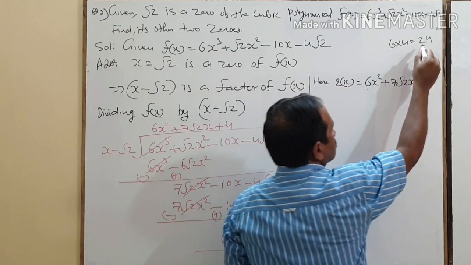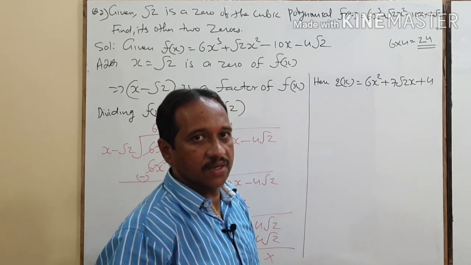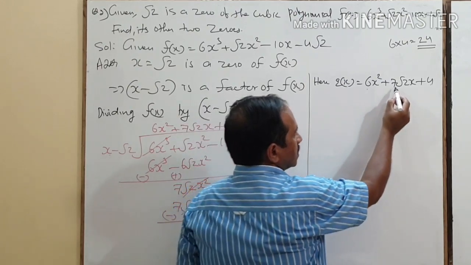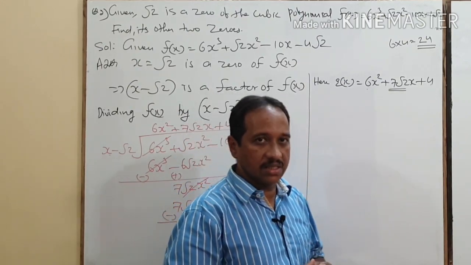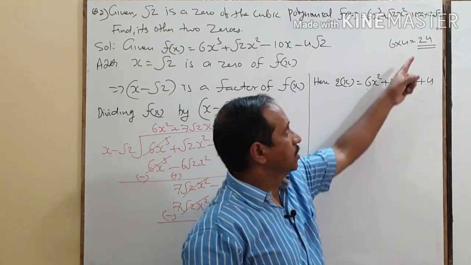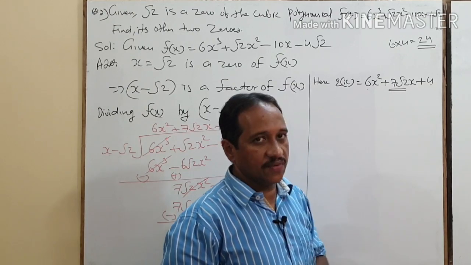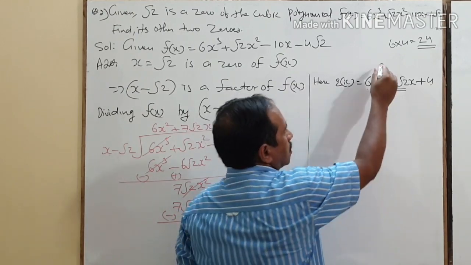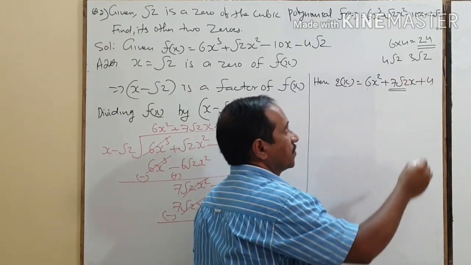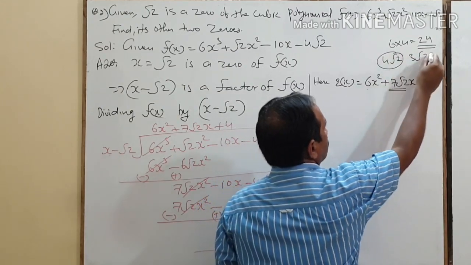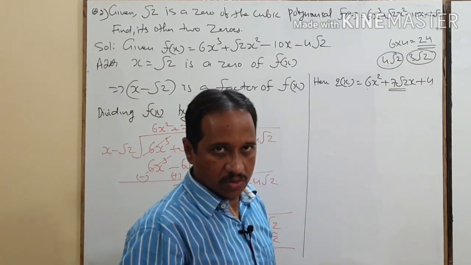On multiplying, we should get 24, and on adding, we should get 7 root 2. That is, 7 root 2 is to be split in such a way that on multiplying, you should get 24, and on adding, you should get 7 root 2. They are 4 root 2 and 3 root 2. Look at 4 root 2 plus 3 root 2. 4 root 2 plus 3 root 2 is 7 root 2.